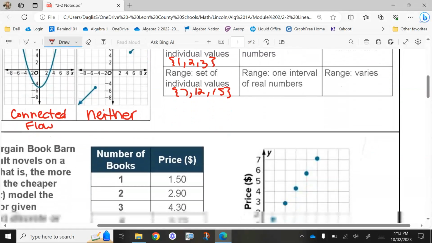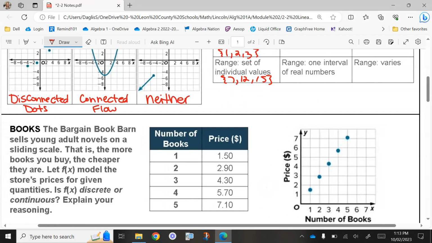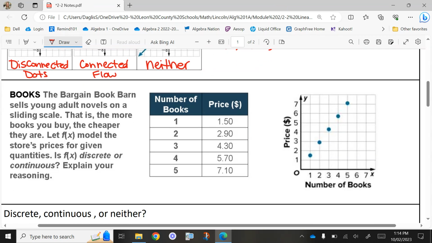So we have an example here about books. The Bargain Book Barn sells young adult novels on a sliding scale. That is, the more books you buy, the cheaper they are. Let f of x model the store's prices for given quantities. Is f of x discrete or continuous? Explain your reasoning. So they gave me information as a table and as a graph. Looking at the information, would you call this discrete or continuous?